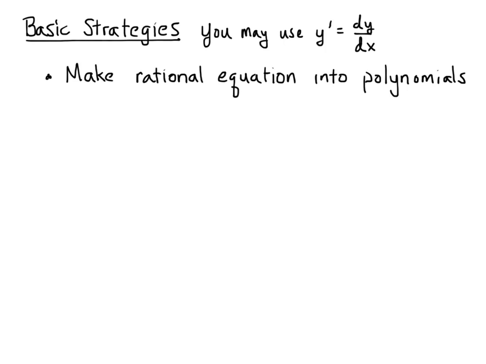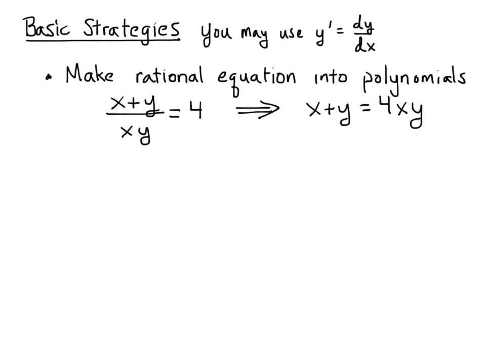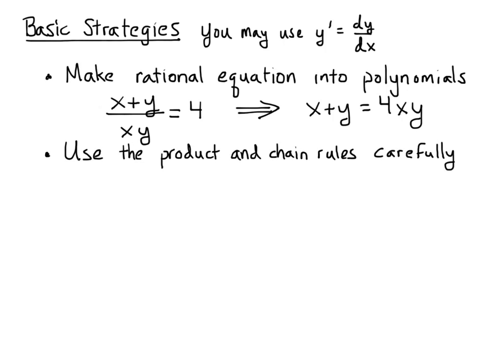So what you want to do is make rational equations into polynomials. And what I mean by that is when we have something like this, don't get stuck in the quotient rule. Multiply both sides by xy, and so what we get is x plus y equals 4xy. No more quotient rule, it's only product rule and chain rule.